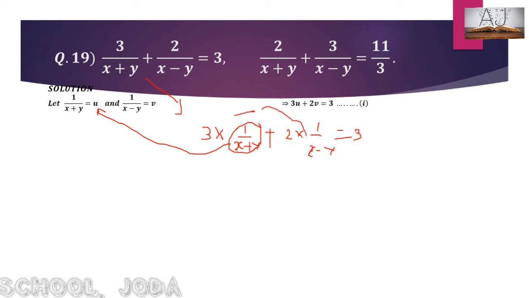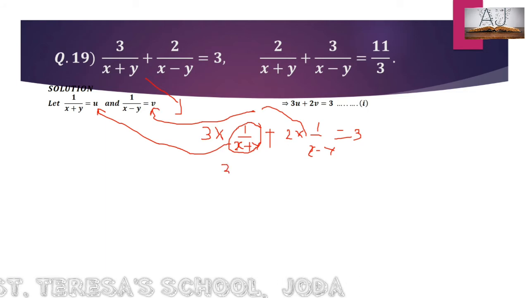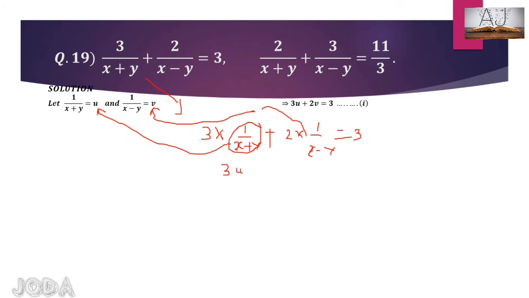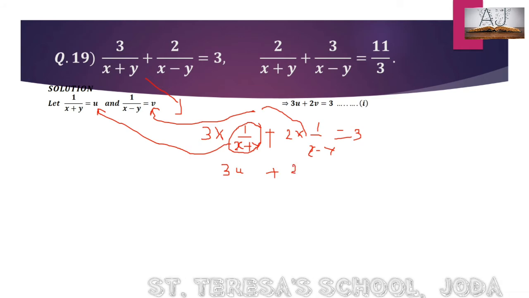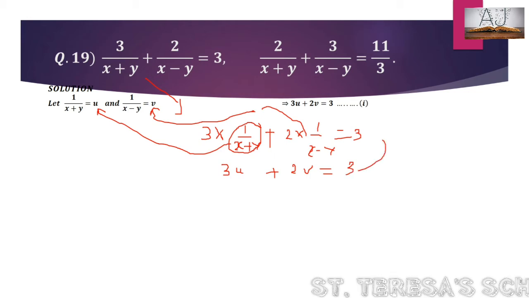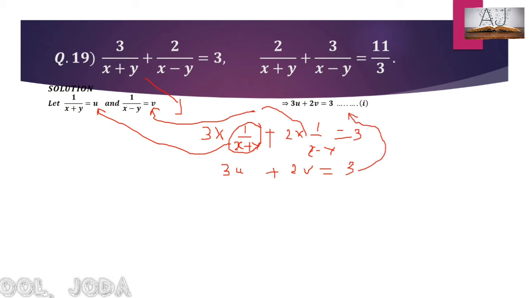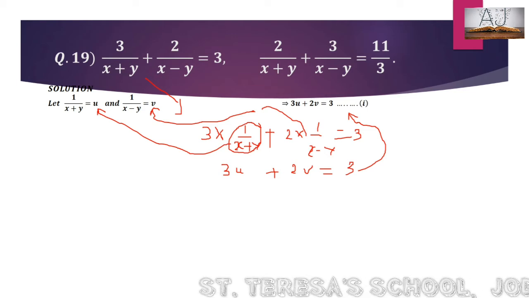Correct. And in place of 1 by x minus y, what will we substitute? V. So we can write that as 2v. So 3u plus 2v equal to 3. That is what I have written in the equation, dear. That is how we made this equation, you see. This is equation 1. Hope you have understood it now.